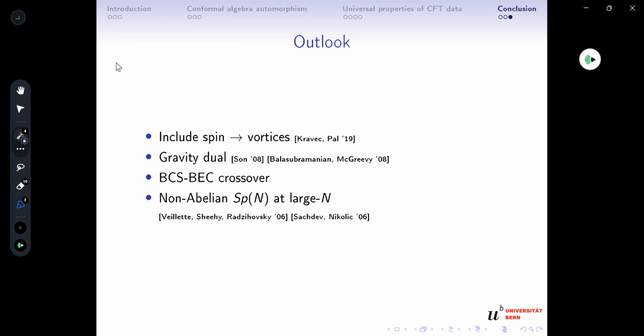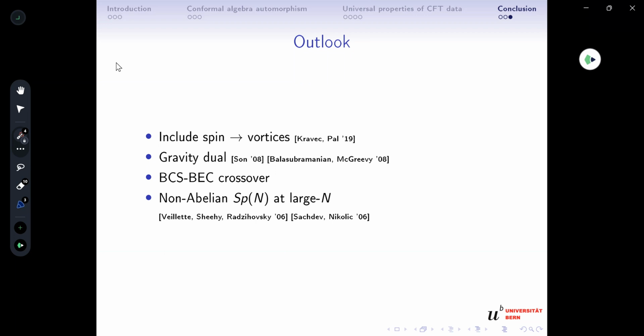Thank you. Questions? These systems of cold atoms are supposed to be described by conformal field theory. How can one see that?